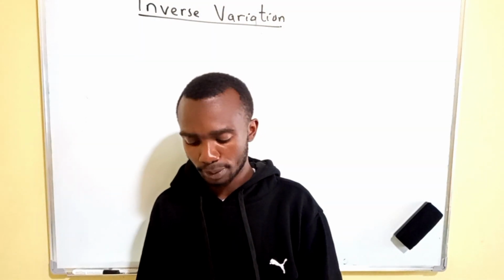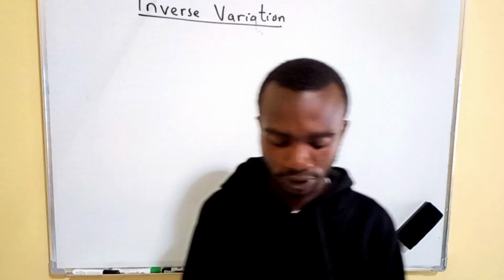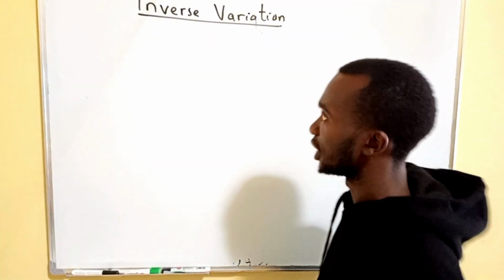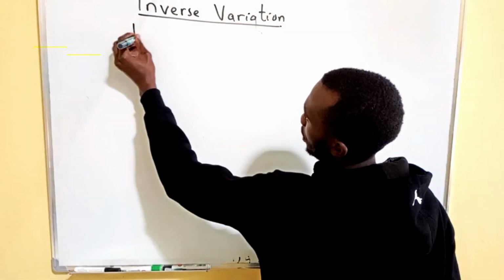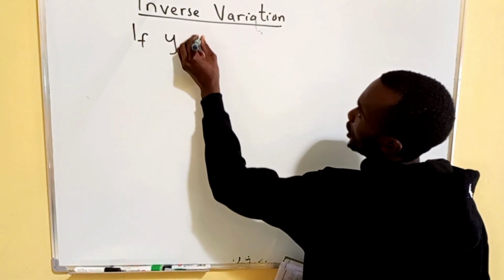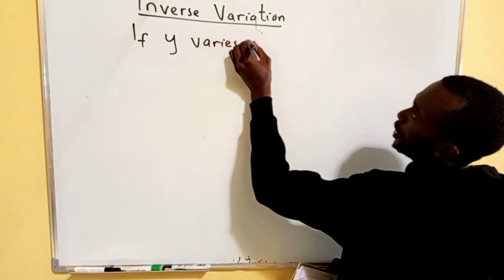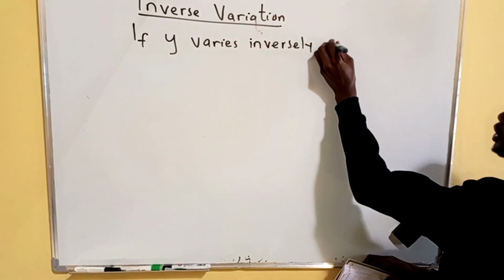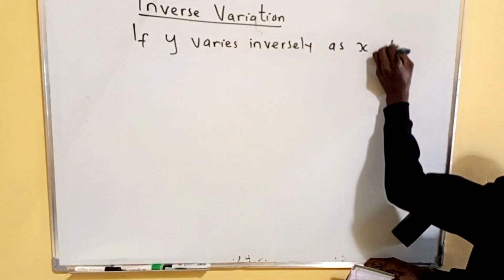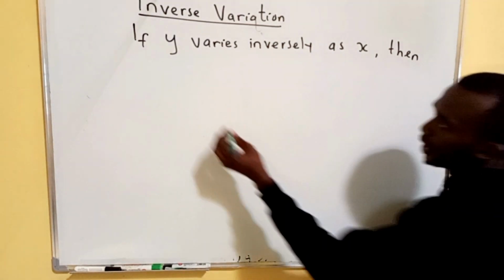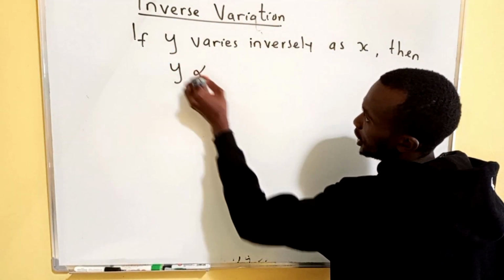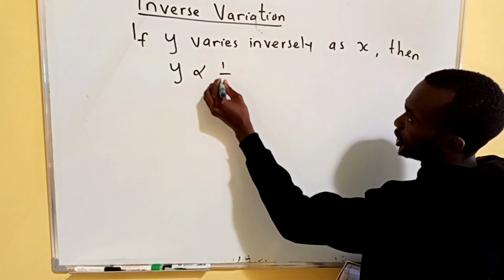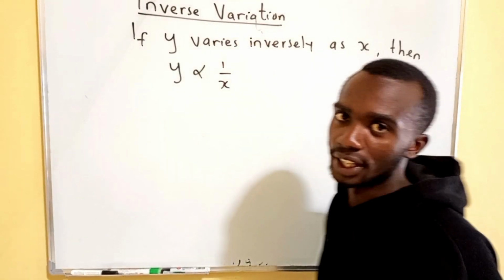So in this tutorial, I'm going to talk about the inverse variation. I'll start right away by saying that if y varies inversely as x, then y varies as 1 over the quantity x. So that is the inverse variation.